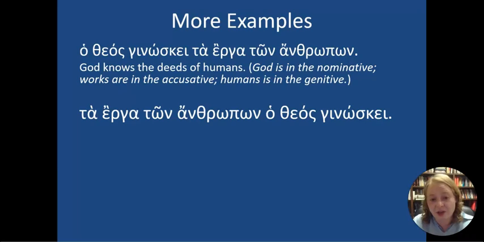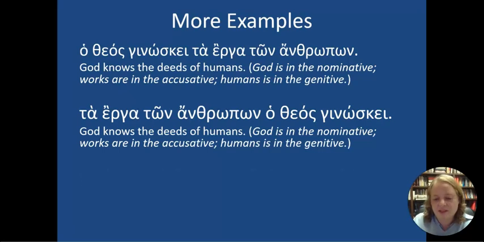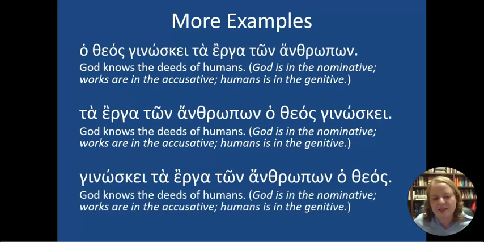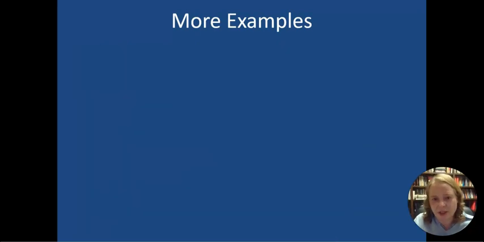God's in the nominative. But I could also put the same sentence in a different order. Ta erga ton anthropon, ha theos gnoske. I find my verb, gnoske. I look for the subject, what's in the nominative, ha theos. God knows the deeds of humans. Same thing if it's in a different order. Gnoske, there's my verb. He, she, or it knows. Who can be the subject of this? It has to be ha theos. It doesn't matter the word order. That's still the subject. God knows the deeds of humans. Word order does not matter in Greek.